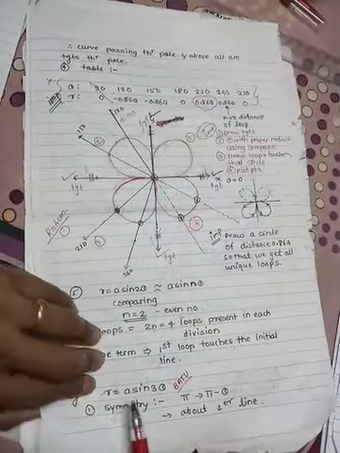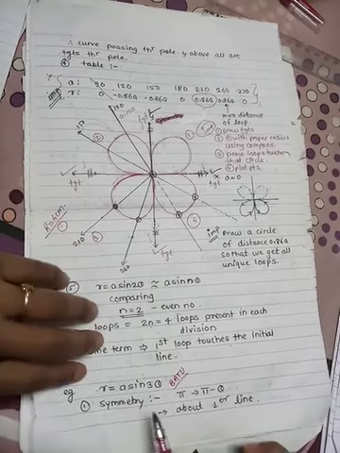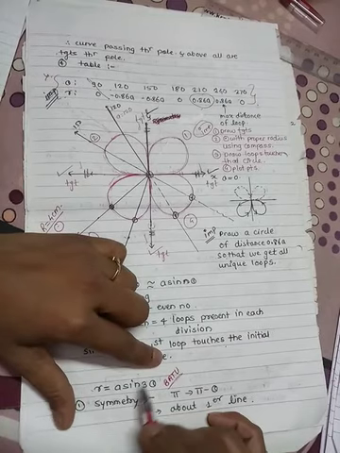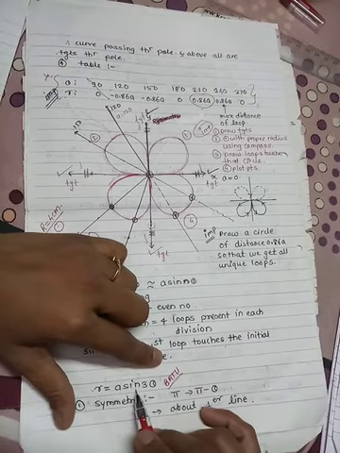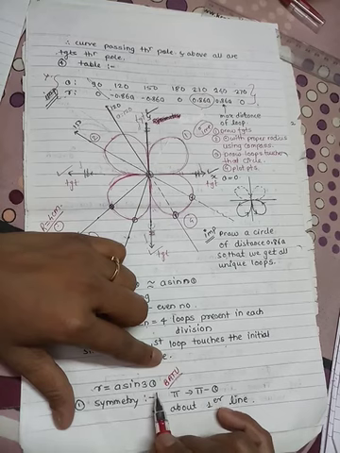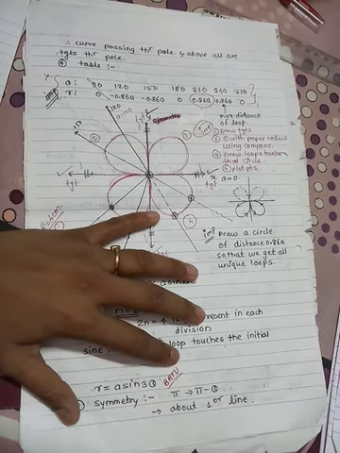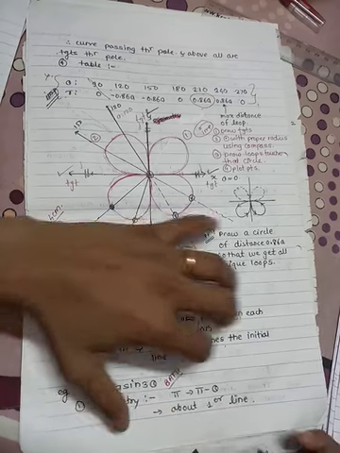Next is trace the curve r equal to a sine 3 theta. So here check the symmetry. So put theta equal to minus theta. So sine 3 into minus theta is minus sine 3 theta, because sine of minus theta is minus sine theta. So symmetry is not about initial line. So put theta equal to pi minus theta.